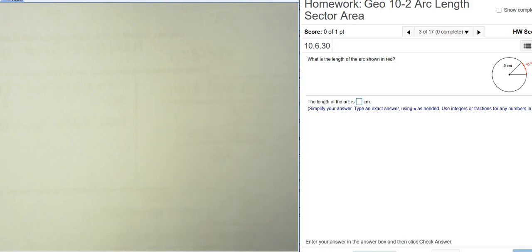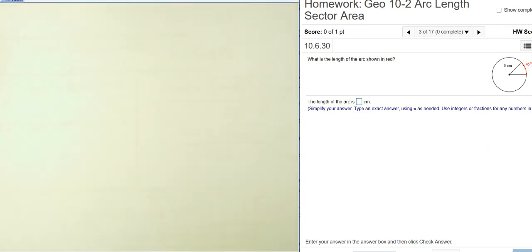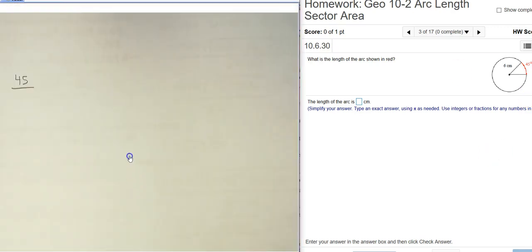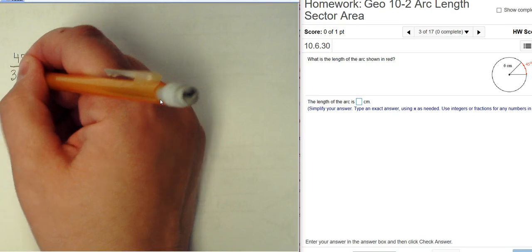Okay, so here's a little example of number 3. Your numbers might be different, but the process should be the same. For arc length, you want the measure of the arc. For my picture, maybe it would help if I was on the screen. Okay, so it's a 45-degree arc. So we're going to do 45 out of the total 360.